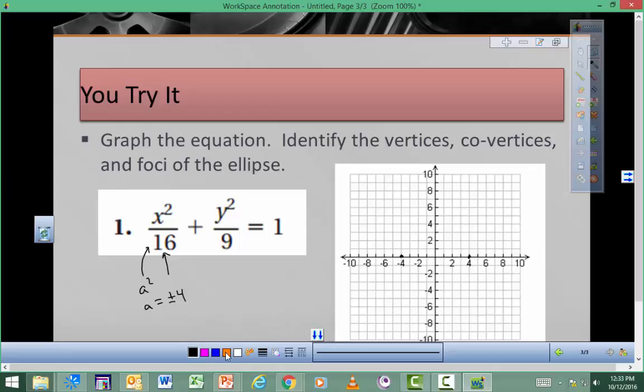And what about the vertices on this one? It's plus or minus 3, right? So we're up here, right here, plus or minus 3.